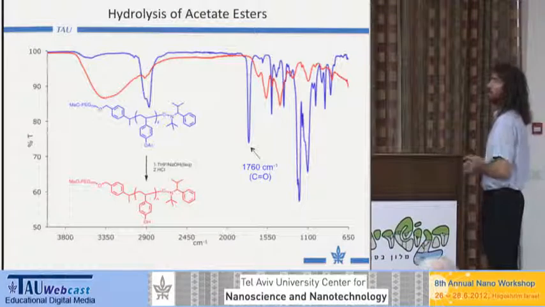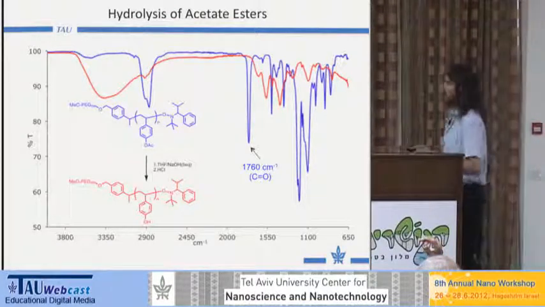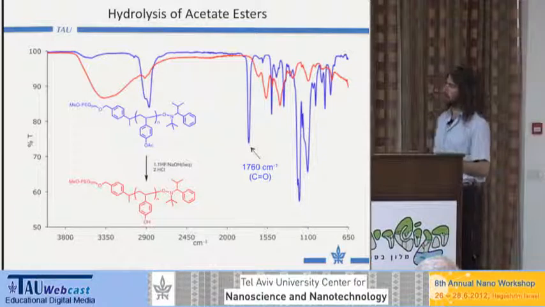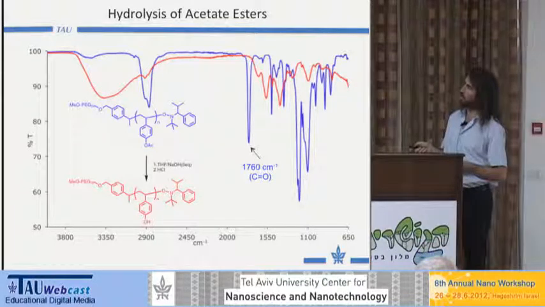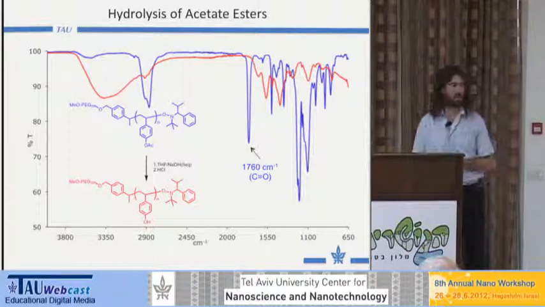We then deprotect the acetoxy, doing hydrolysis to generate the hydroxystyrene by simple hydrolysis, and we can follow or monitor it by the disappearance of the peak in the IR that corresponds to the carbonyl.